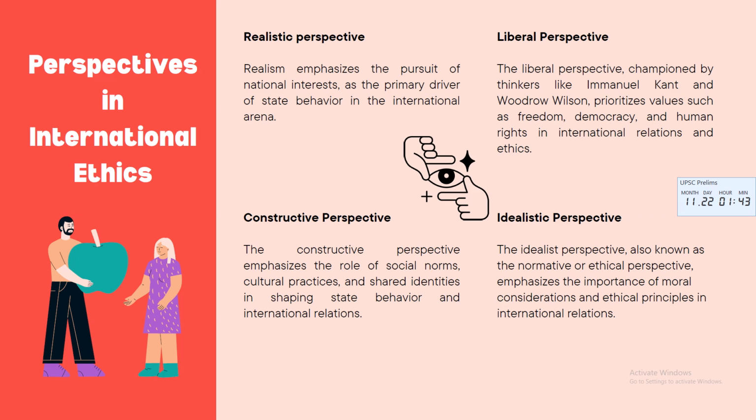Next one is liberal perspective. It was championed by thinkers such as Immanuel Kant and Woodrow Wilson, which prioritizes values such as freedom, democracy, and human rights in international relations and ethics. Here liberals advocate for cooperation between different countries through international organizations like the World Trade Organization, United Nations, ASEAN, Quad. Those things are all aspects of the liberal perspective.